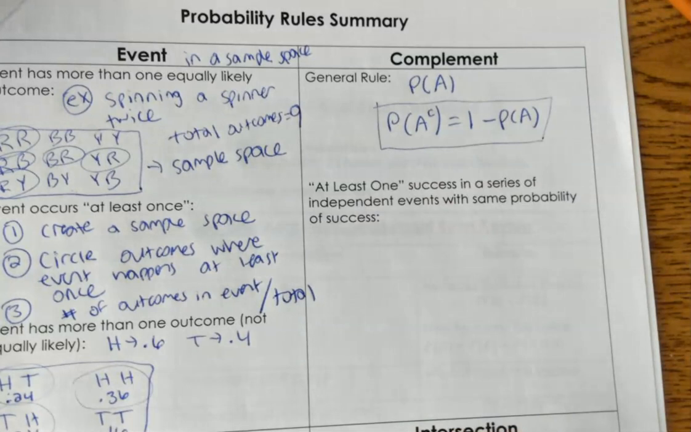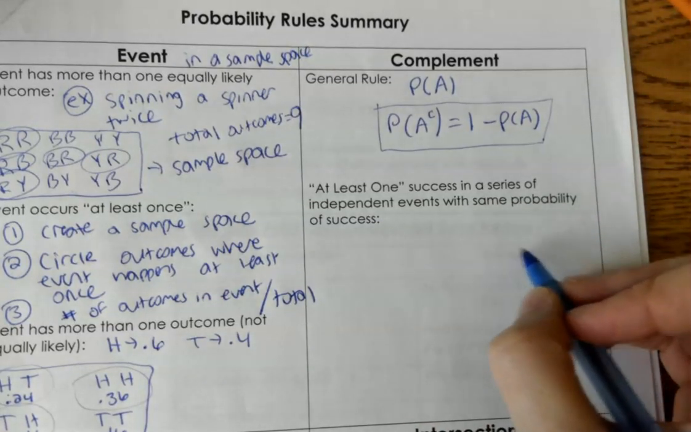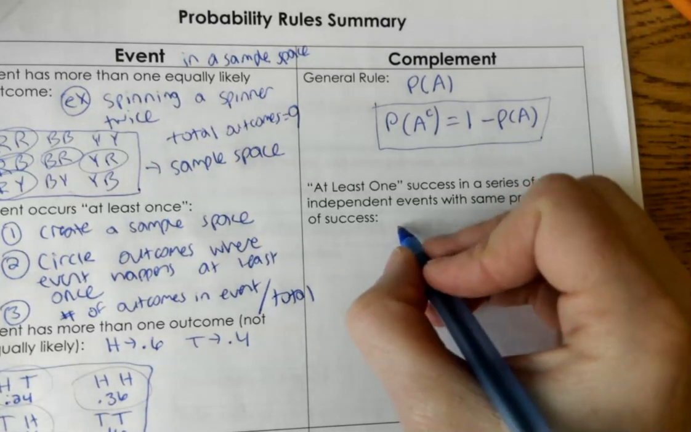All right, at least 1 success in a series of independent events with the same probability of success. So that's like the duck hunt example from today's class. So it's basically a complement rule, and I'm going to show you how. So say we are free throw shooting.